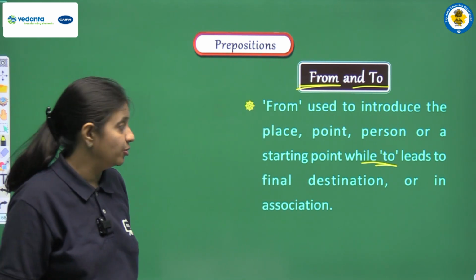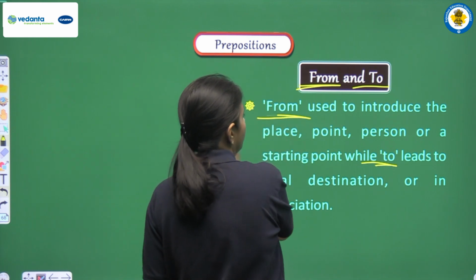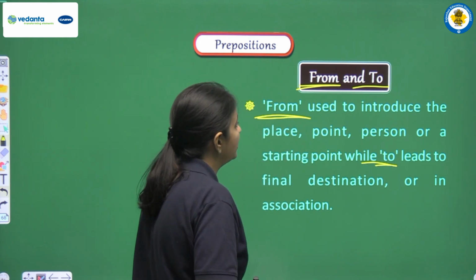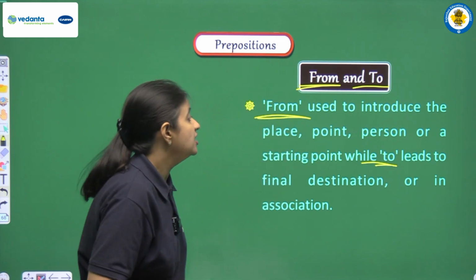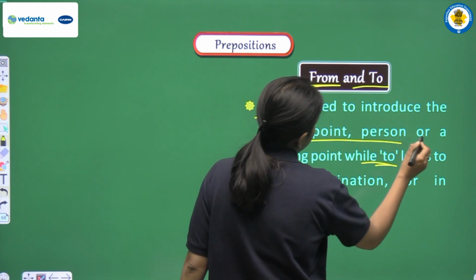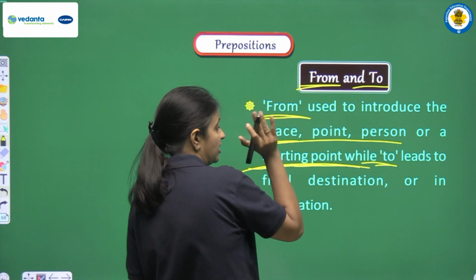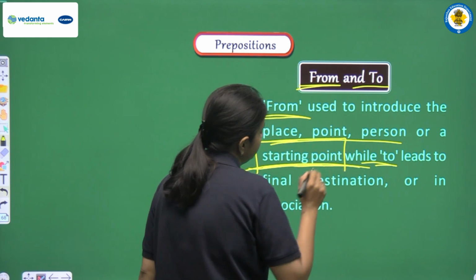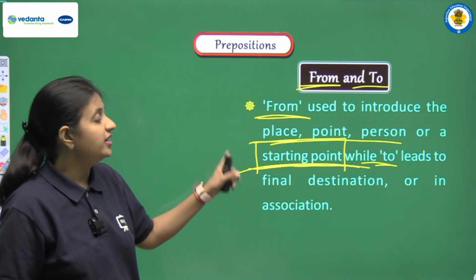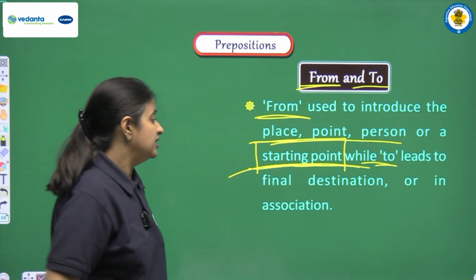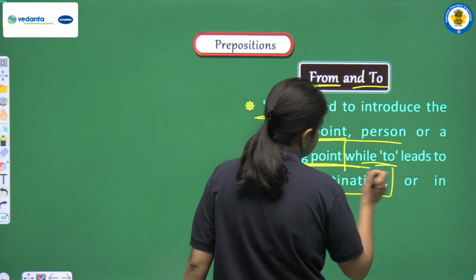So let's read one more time. If we are having from, then with the help of from, we can indicate or we can introduce a place. It can be a point, it can be a person, or it can be the starting point. Okay, so if we are using from, then it indicates a starting point, and if we are having to, then it shows the final destination.